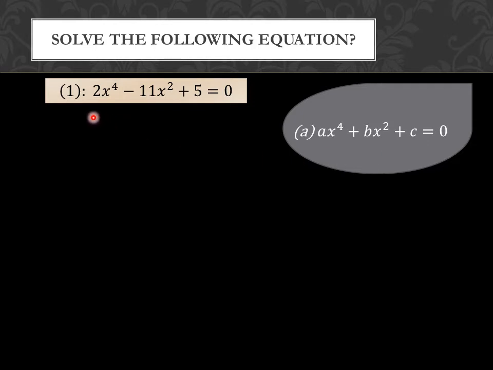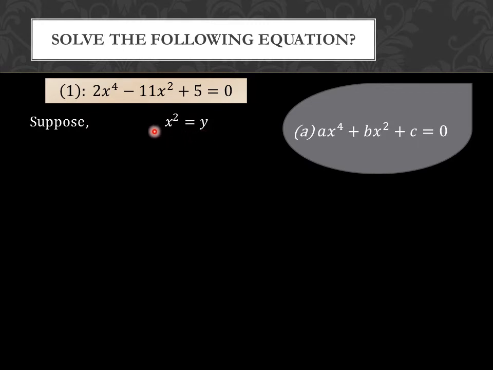We must have the equation in the quadratic form, and you know that in the quadratic form, the highest power of the variable must be 2. So this is not the proper quadratic form. First of all we have to change it. How can we change it? We can look for the smaller power of a variable and suppose this power is equal to any other variable. We will say y. We will suppose that x^2 is equal to y.